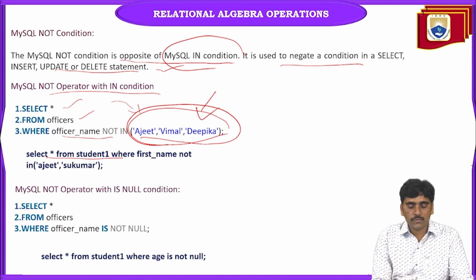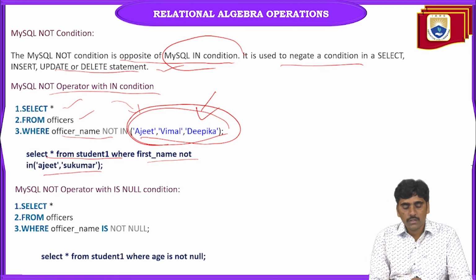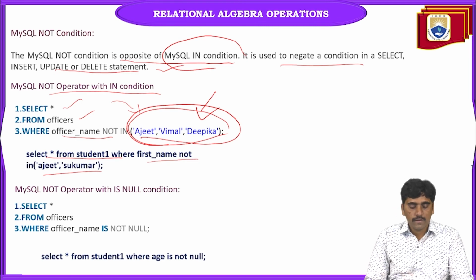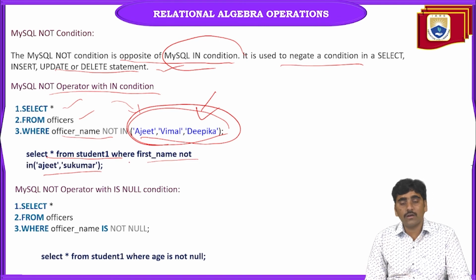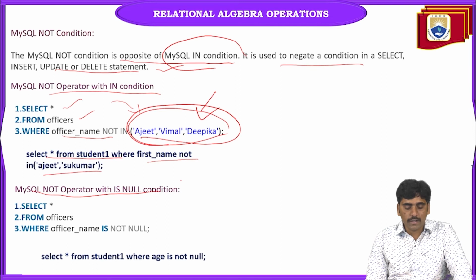So select star from student 1 where first name not in of Abhijit, Sukumar. These two values will not be displayed, and other than these two values, everything will be displayed. Right, so that is about the MySQL NOT operator with the IN condition. The next one is the MySQL NOT operator with the IS NULL condition.